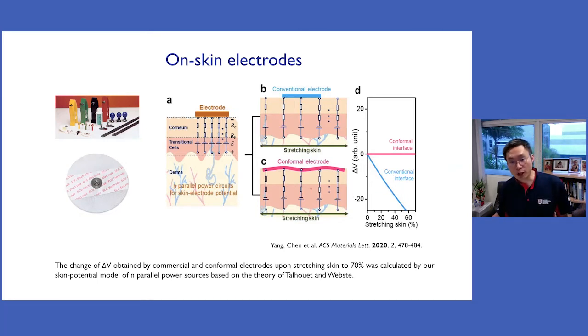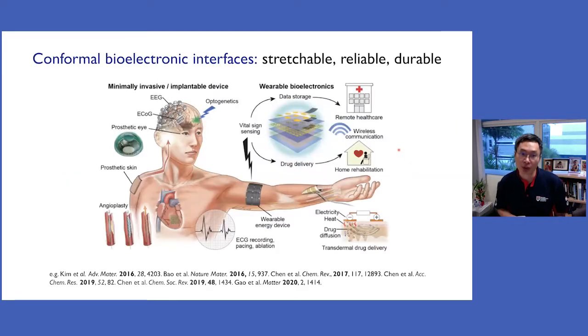And then for conformal electrodes, we define them as electrodes that will follow the change of the skin. It means when the skin stretches, the electrode also stretches. So in this case, they keep the surface potential stable. And then as a result, if the signal changes, we know it's because of the biological system itself, not because of the system problem. So this is what is needed for conformal electrodes.